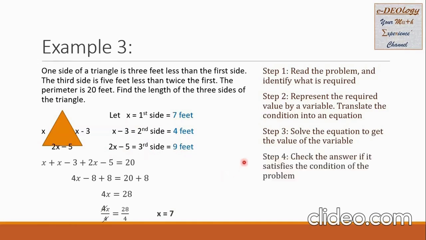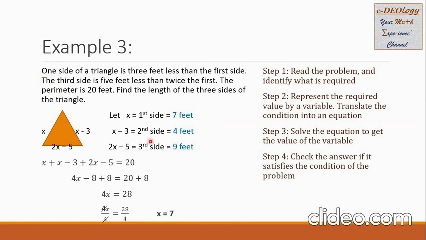Step 4, check the answer if it satisfies the condition of the problem. Look at the first condition. The first condition is the comparison of the first side and the second side. It says one side of a triangle is 3 feet less than the first side. So our first side is 7 feet. The second side is 4 feet. So that is 3 feet less, and it is satisfied. The second condition, the third side is 5 feet less than twice the first.